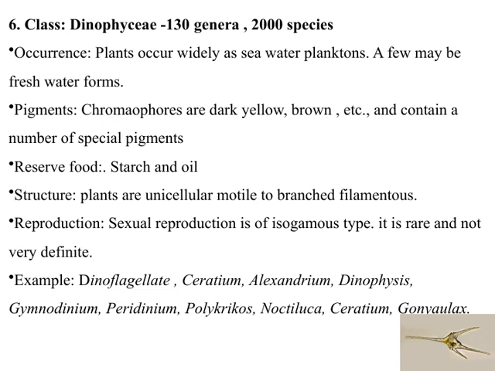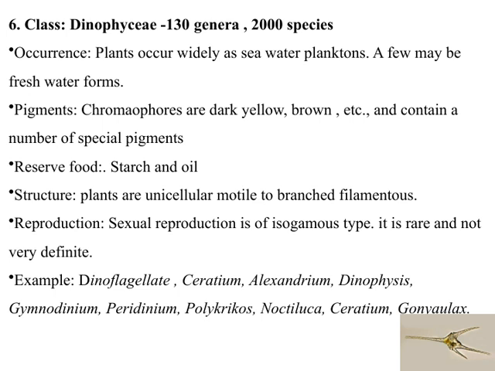In terms of their energy reserves, they store food mainly as starch and oil, which is quite common among phytoplankton. Structurally, these plants are unicellular and motile, meaning they can move around, and some species form branched filamentous structures. Reproduction in Dinophyceae is mostly sexual and occurs through an isogamous process, where the gametes are similar in form. However, this type of reproduction is relatively rare and not always well-defined within the group.